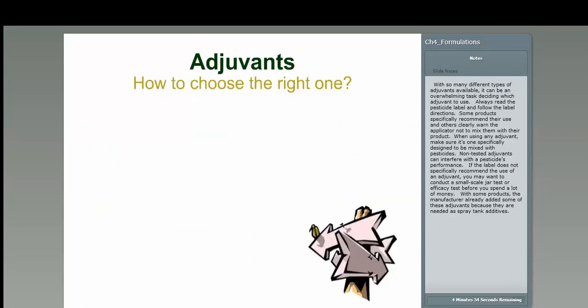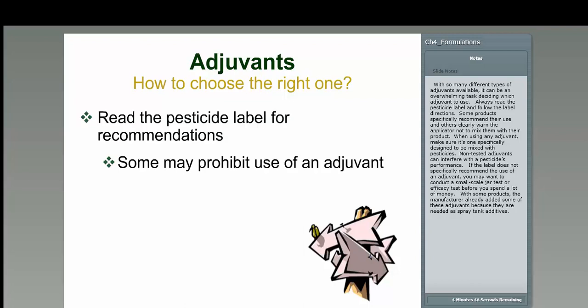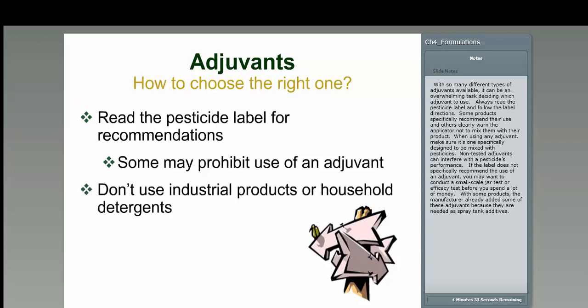With so many different types of adjuvants available, it can be an overwhelming task deciding which adjuvant to use. Always read the pesticide label and follow the label directions. Some products specifically recommend their use, and others clearly warn the applicator not to mix them with their product. When using any adjuvant, make sure it's one specifically designed to be mixed with pesticides. Non-tested adjuvants can interfere with a pesticide's performance.